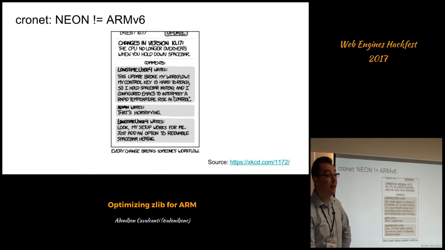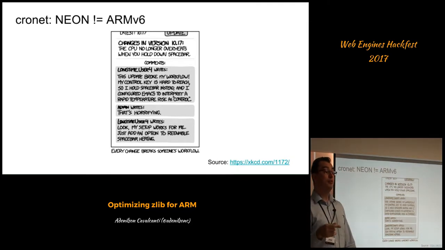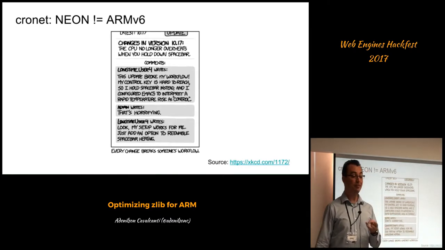So what happens is that Cronet uses zlib and they build for ARMv6. I don't know why, but the build system enabled Neon for ARMv6. And Neon is not available for ARMv6, therefore the build broke. So between landing the patch and having it reverted, it took just 3 hours.